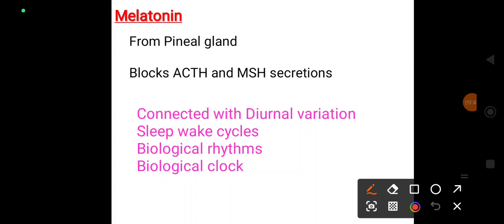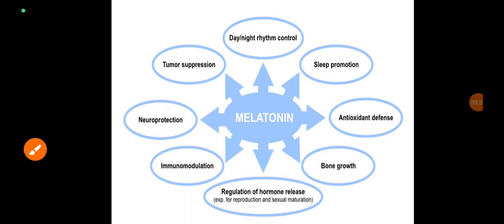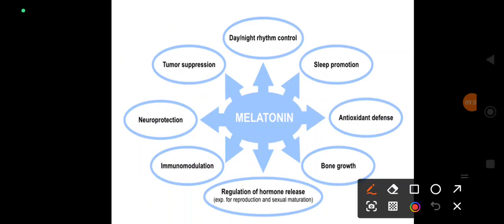Melatonin is released from the pineal gland. It blocks ACTH and MSH secretion, adrenocorticotropic hormone and melanocyte stimulating hormone secretions. It is connected with diurnal variations. So, the functions of melatonin: day-night rhythm control, sleep promotion, antioxidant defense, bone growth, regulation of hormonal release for reproduction and sexual maturation, immunomodulation, neuroprotection, tumor suppression.